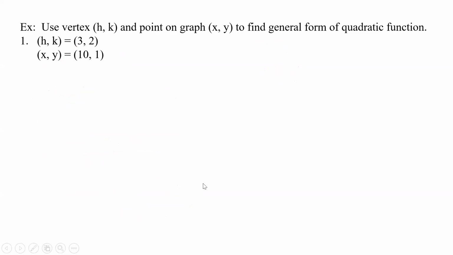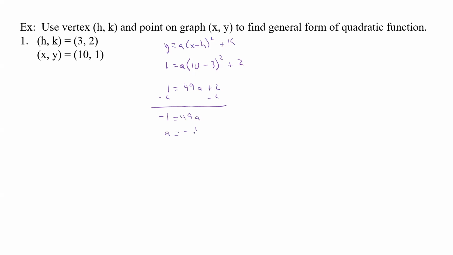All right, this one's again like the first one. We just plug in values. So we had our y equals a times (x minus h) squared plus k. Y here is 1, equals a times x, which is 10, minus h, which is 3, squared, and then plus k, which is 2. Okay. So 1 equals 10 minus 3 is 7 squared, so that's going to be 49a, and then plus 2, so subtract 2. So that's going to be a minus 1 equals 49a, so a equals negative 1 over 49.